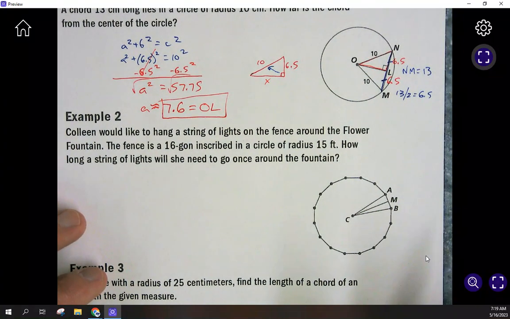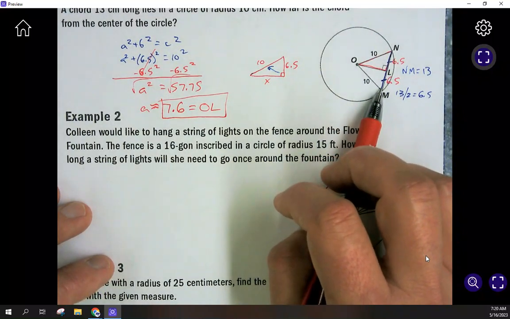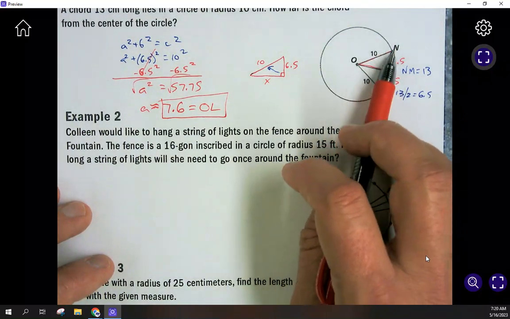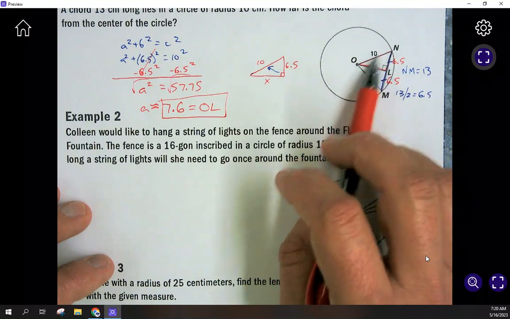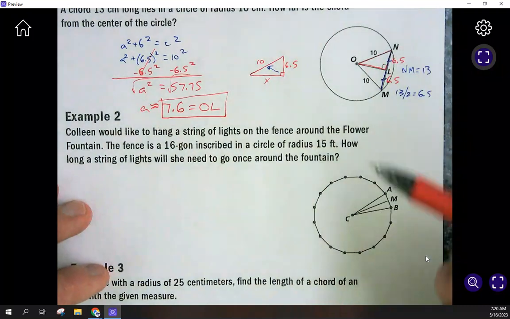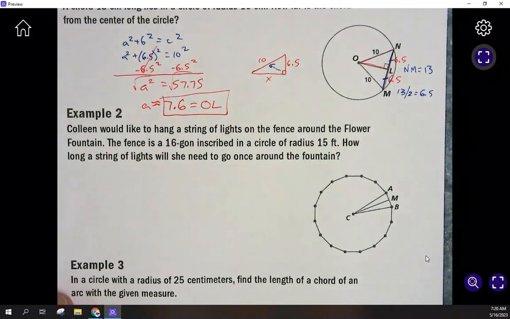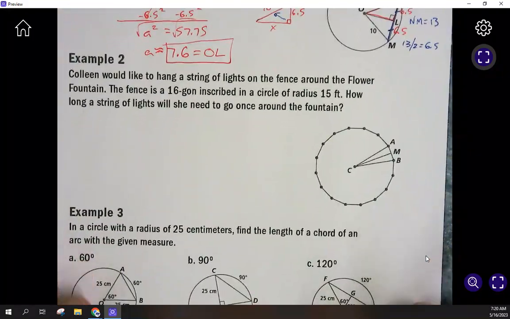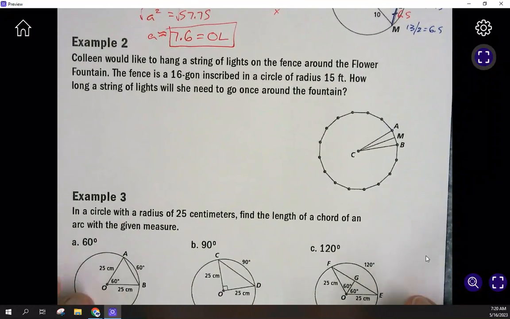All right, so there's one example of how we have a chord. We know that if we connect the center of the circle to the endpoints of that chord, we create an isosceles triangle. In this case, we had enough information to use the Pythagorean theorem. So now let's take a look at some other ones that we're going to use, maybe sine, cosine, tangent, or 30, 60, 90s, or anything like that.